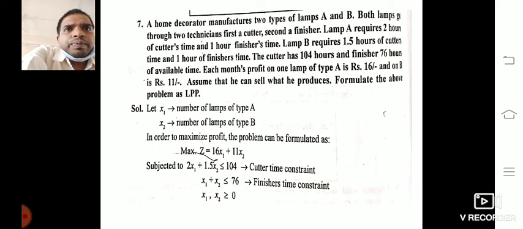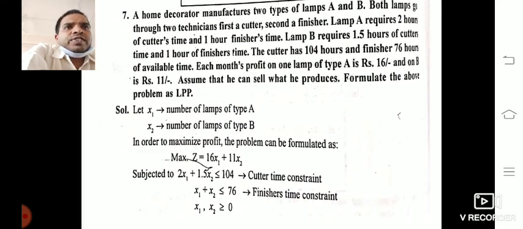Now the seventh problem. A home decorator manufactures two types of lamps, A and B. Both lamps go through two technicians, first the cutter, second the finisher. Lamp A requires 2 hours of cutter's time and 1 hour of finisher's time. Lamp B requires 1.5 hours of cutter's time and 1 hour of finisher's time.